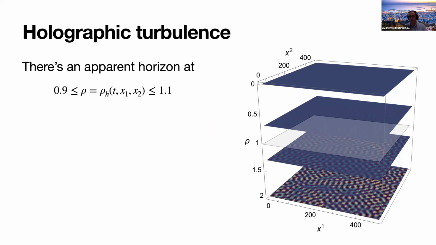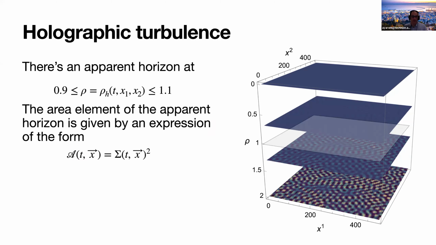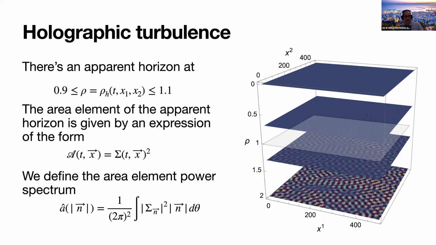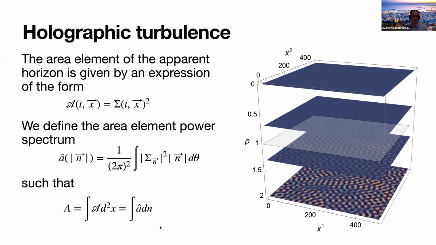So to understand this a little better, what we did was we computed the apparent horizon. Like I said, the apparent horizon is within 10% of the apparent horizon at t smaller than 0. The area element of the apparent horizon is given by some quadratic expression, which is good because we expect it to be positive. And what one can do is define the area element power spectrum. So we take essentially this object, Fourier transform it, and then average over angles. This quantity is such that if we integrate over all momenta, or over all values of n, analytically continued to non-integer values, then we get the total area of the event horizon.